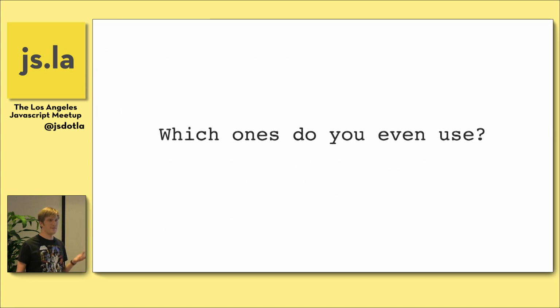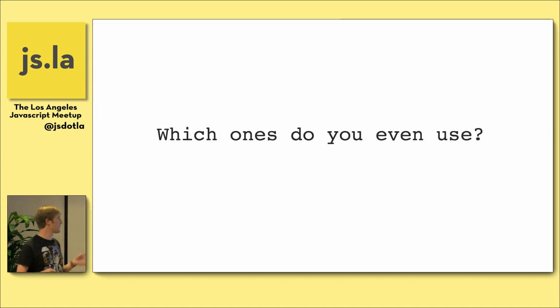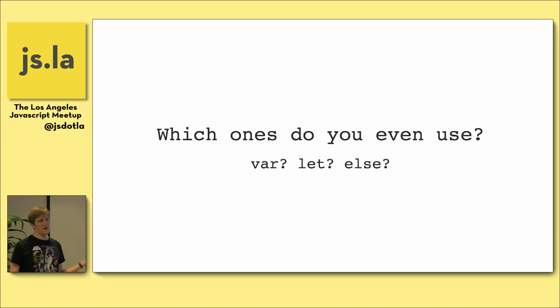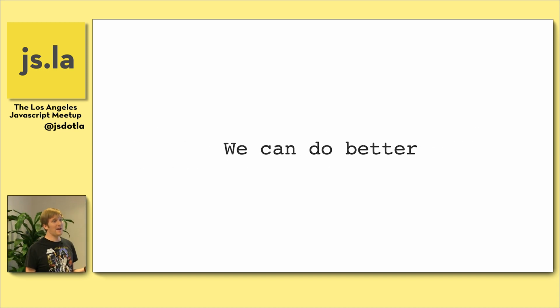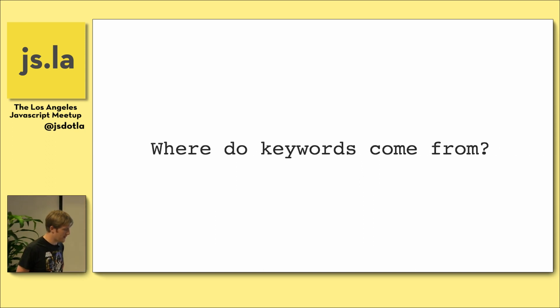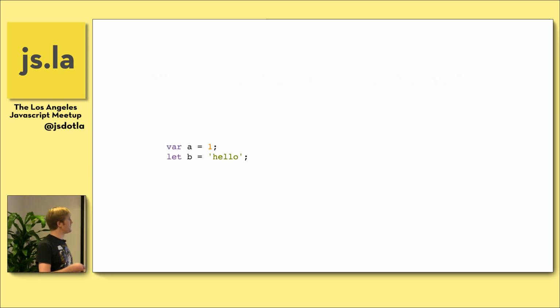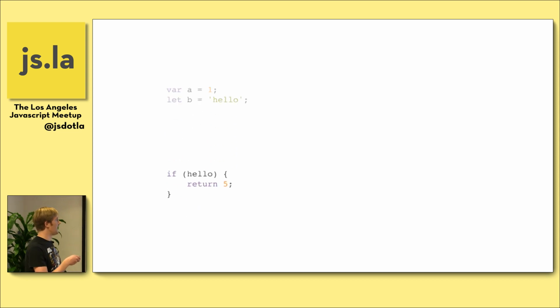New keywords, which ones do you even use? People are talking about var, let, some people talk about else. Do people use else? Anyways, I think that we can do better. When we talk about how many keywords JavaScript has, we should talk about why we use them and where they come from. We see them in places like var a equals 1, let b equals hello, if hello, return 5.